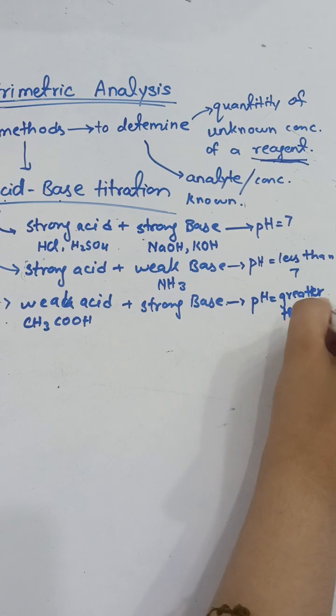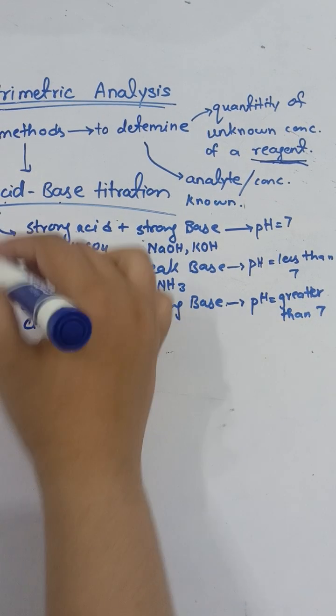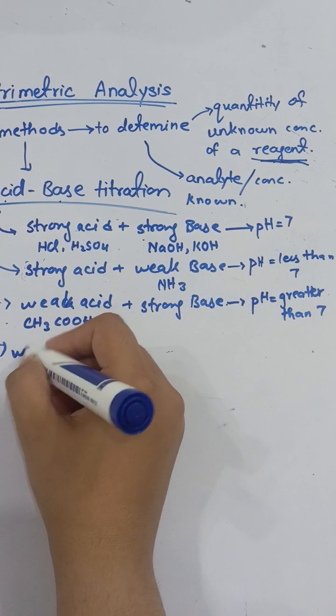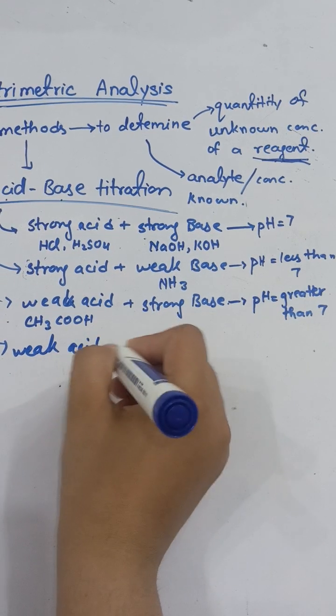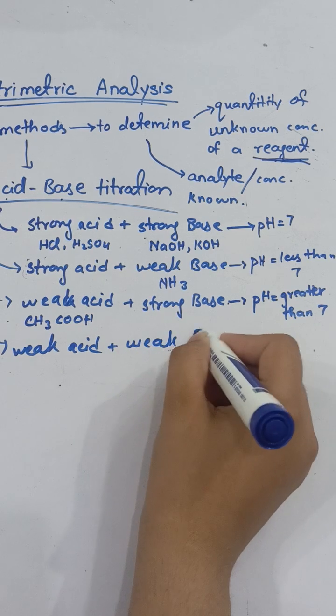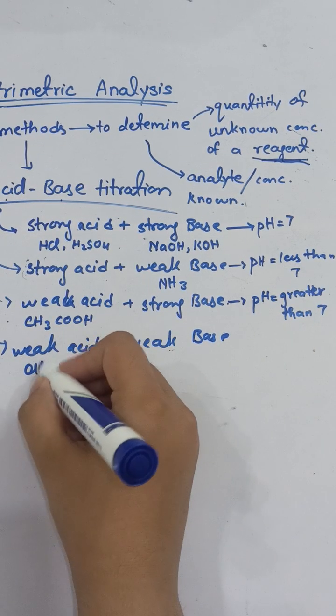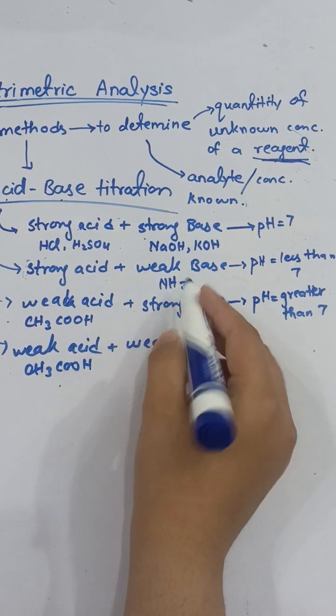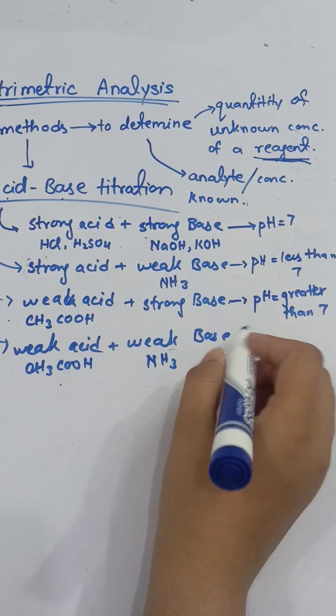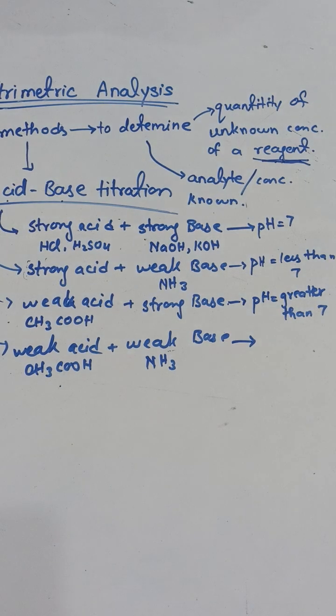Greater than 7. Okay. And the fourth reaction can also occur between a weak acid and a weak base. The weak acid will be acetic acid, for example, and the weak base is NH3. But it cannot be formed easily. It's a very difficult reaction, and mostly this kind of titration occurs within a non-aqueous titration. It cannot occur in the presence of water or an aqueous solvent. So this will happen when we have a non-aqueous titration process.